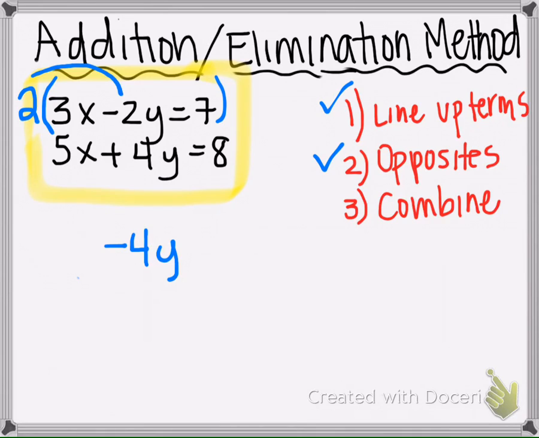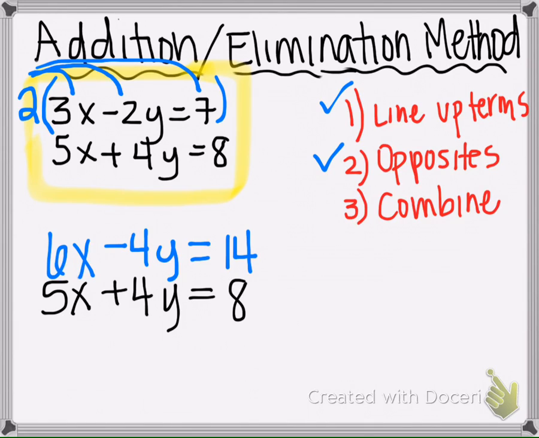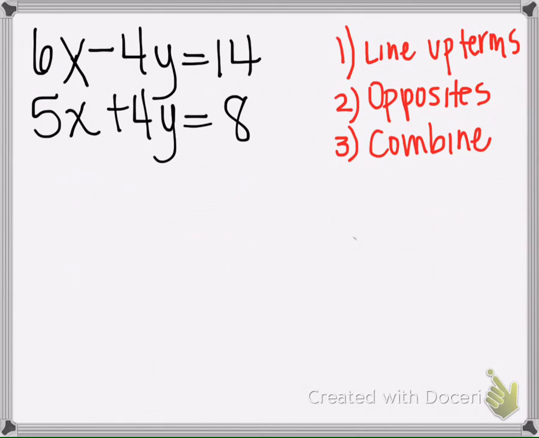So I'm going to multiply the whole top equation by 2. So 2 times 3x is 6x, and then 2 times 7 is 14. Okay, now we're going to go ahead and combine our equations.